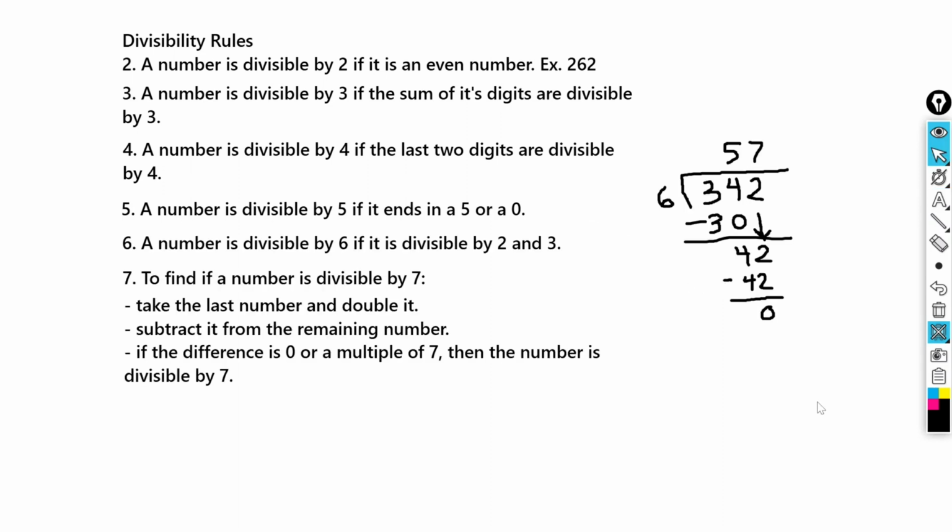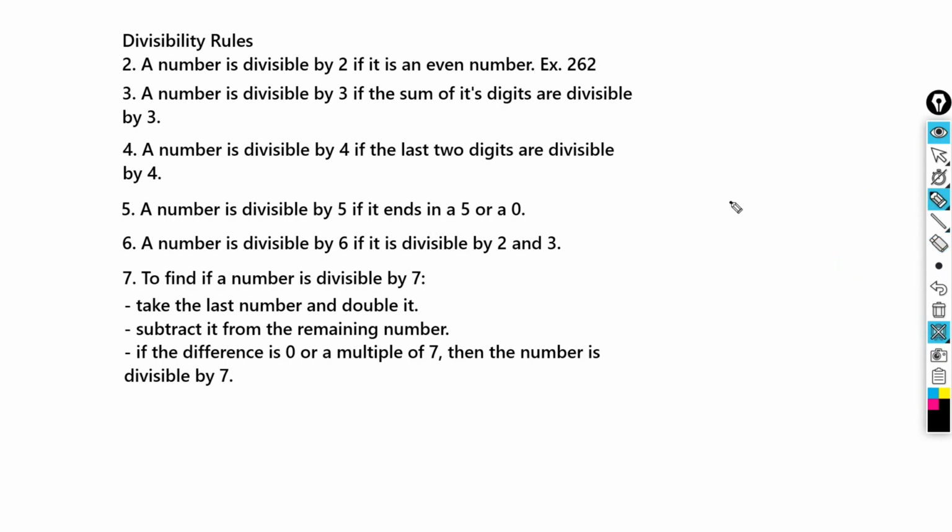Okay. To figure out if a number is divisible by 7, you're going to take the last number and double it, and then you're going to subtract it from the remaining number. If the difference is 0 or a multiple of 7, then the number is divisible by 7. So let's take a number here. Let me get rid of this stuff.